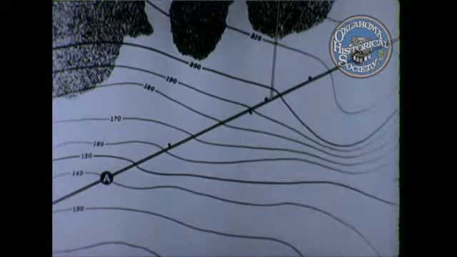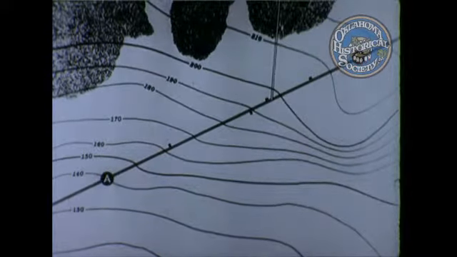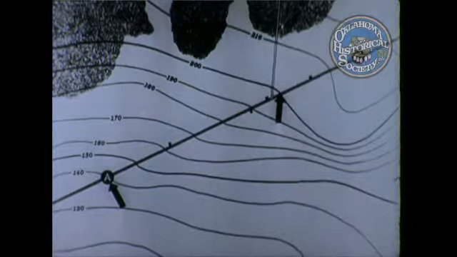In such cases, the map reader selects points along the route at which changes occur in the contour spacing. These points mark the breaks in the slope. Minor irregularities between such points are disregarded. The slopes thus determined represent average slopes along the route.